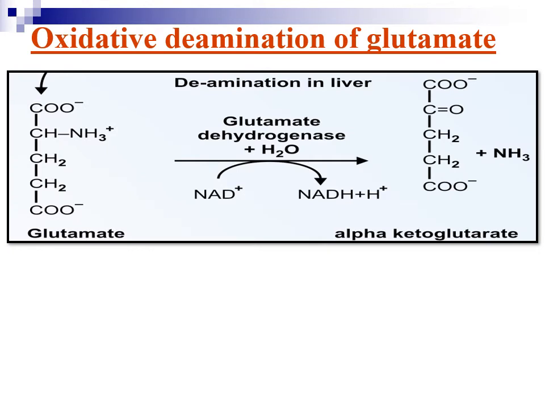This is the oxidative deamination of glutamic acid, or glutamate. This glutamate comes from the transamination reaction. Then it is transported to the liver, where it will be oxidatively deaminated. That means there will be removal of the amino group with the help of glutamate dehydrogenase. You can see here, this is a reduction, this is oxidation, and glutamic acid gets converted into alpha ketoglutarate, and the ammonia carried by the glutamic acid amino group will be released here.